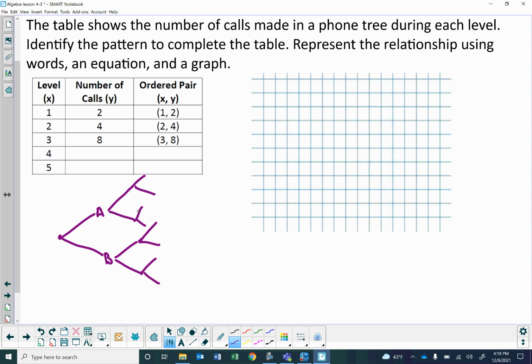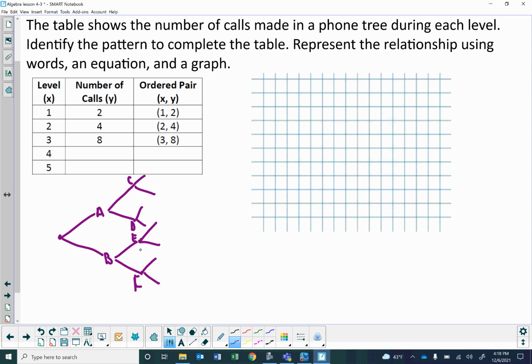So if you look at the number of calls, on the first level only 2 calls are made, the call to person A and the call to person B. And on the second level, you'll notice, if we call these C and D, and then E and F, that 4 calls are made. It's 1 to C, 1 to D, 1 to E, and 1 to F. And then when we get to the next level, you have 8 calls. 1, 2, 3, 4, 5, 6, 7, and 8.